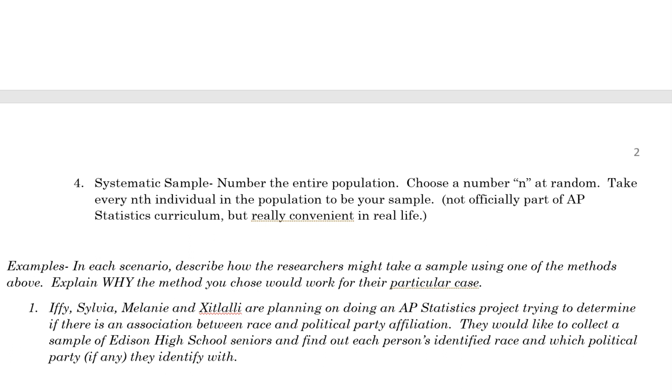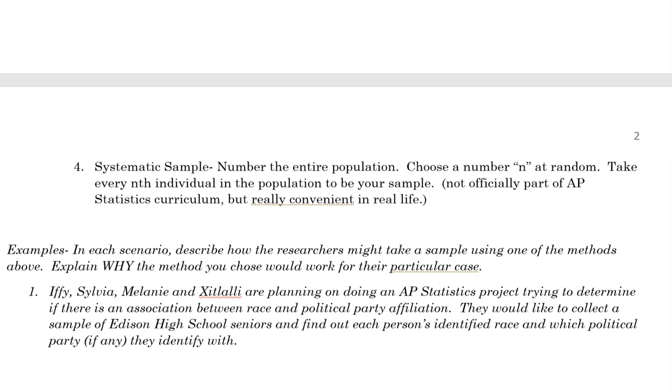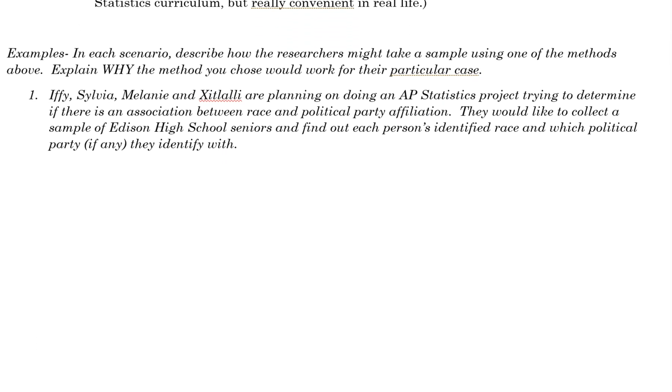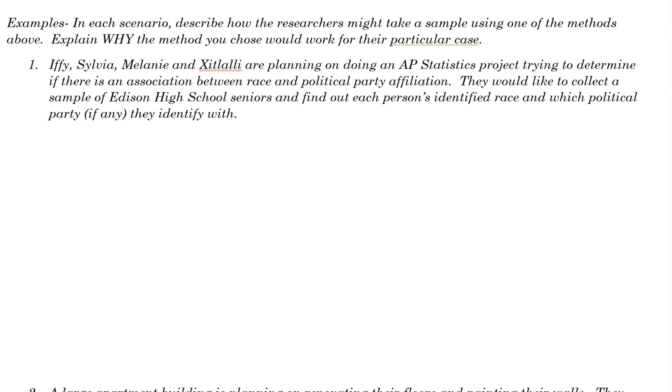You number the entire population, you choose a number at random, so 12, let's say, and you take every 12th person in your population to be part of your sample. So in real life, and actually when you do your project, that's a great way to take a sample. You could totally do that. It's super convenient. Okay. So now let's get into when to use which type of sample method.